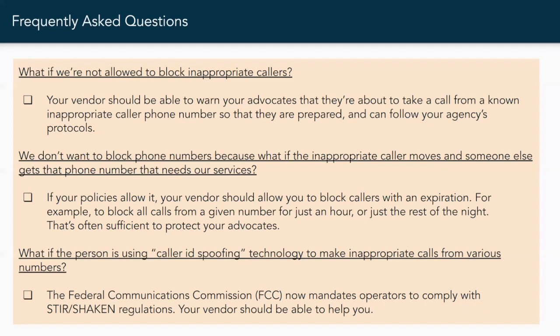And then finally, one last challenge that comes up a lot is, what if the person that's calling is sophisticated? They're using some kind of caller ID spoofing technology to make inappropriate calls from a bunch of different numbers. The key word here is a piece of regulation called STIR/SHAKEN. The Federal Communications Commission, the FCC, now mandates that operators comply with STIR/SHAKEN regulations, and they're designed to combat situations like this. Your vendor should be able to help you.